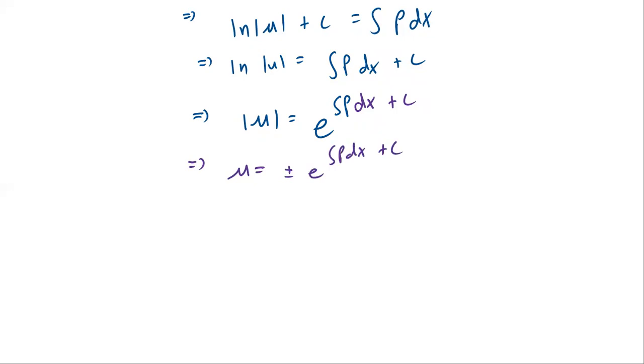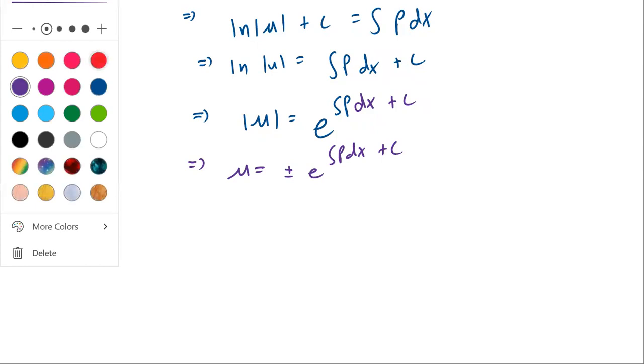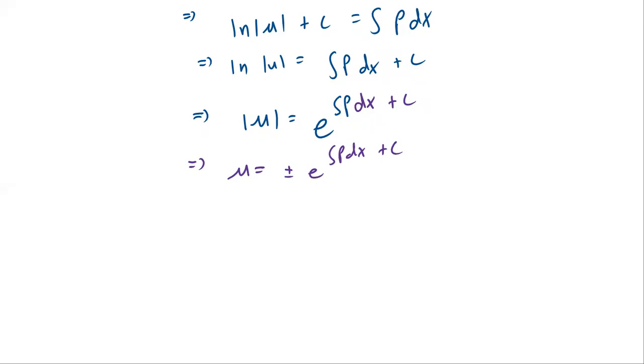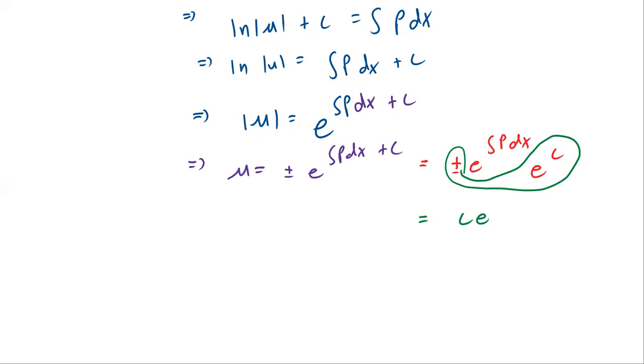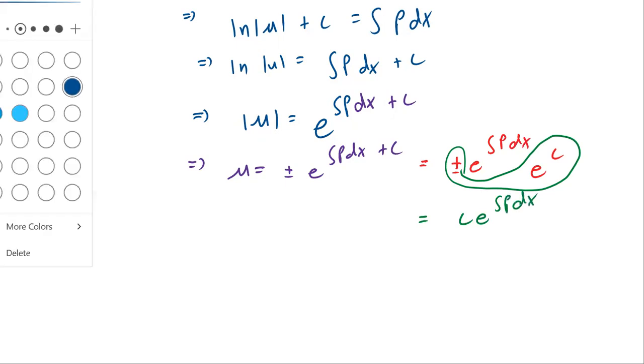As we've seen in previous videos, we can rewrite this more simply. Using properties of exponentials, we can write it as plus or minus e to the c times e to the integral of p dx. Then, as we saw in previous videos, we can write this even simpler by taking all of this, which is an arbitrary constant, and writing it as an arbitrary constant c times e to the integral of p dx. So now we have an expression for mu.